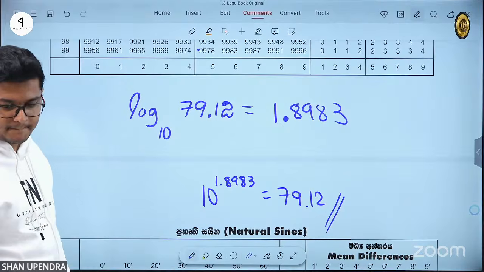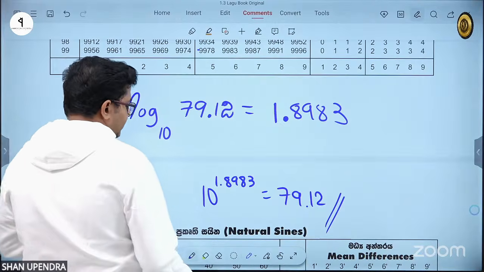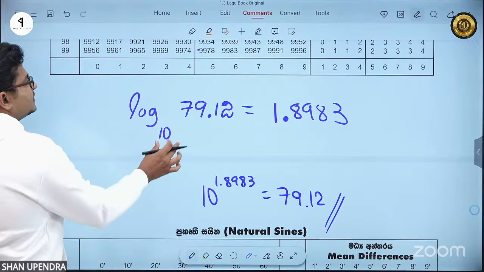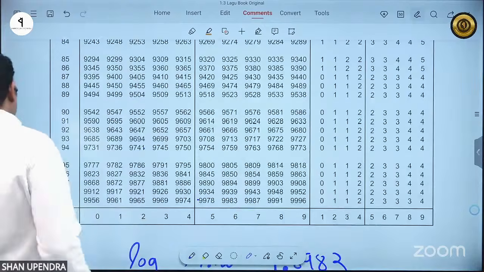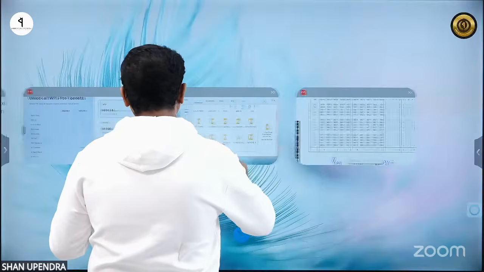Okay, good. That is the log methods. I mean, that's the way to use the logbook. Very simple method. Okay. So I think you are familiar with the way to use the logbook.